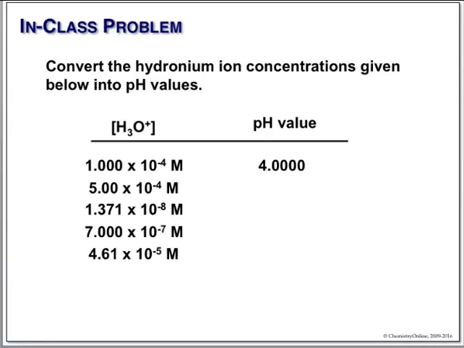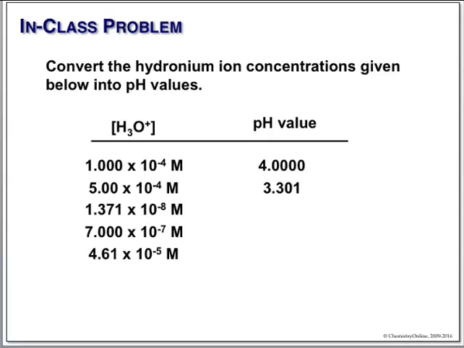So it would be 3.3. 3.301. Don't worry about rounding. Okay. For the next one, 1.37 times 10 to the minus 8. Is that acidic or basic? That's less than 10 to the minus 7, so it's basic.